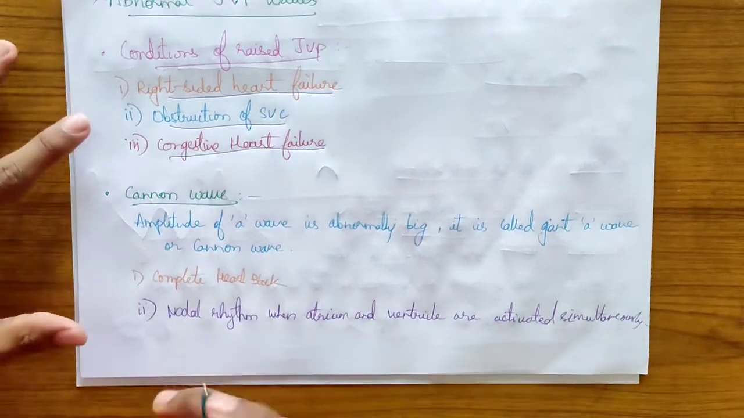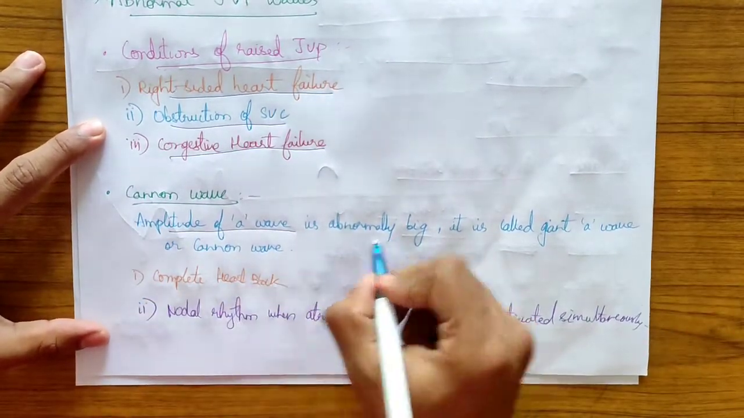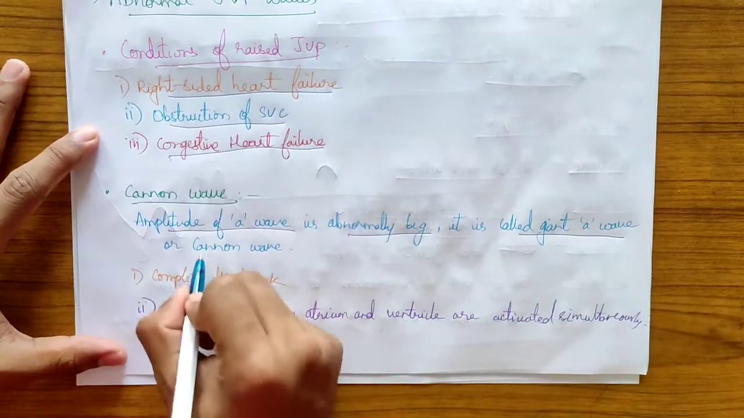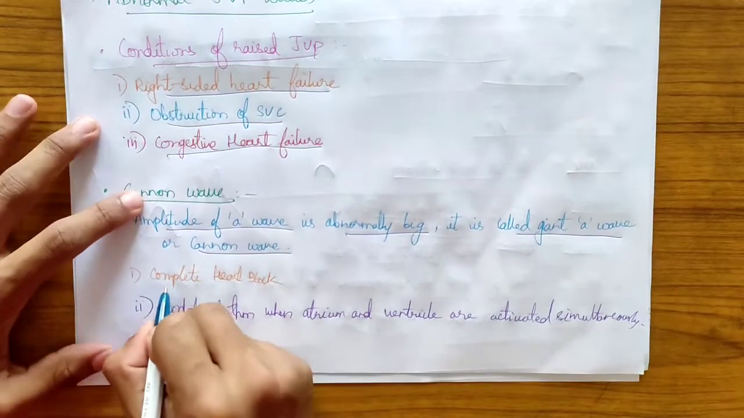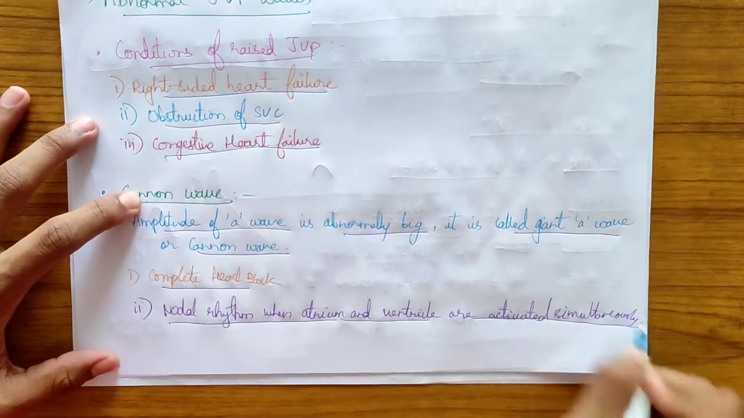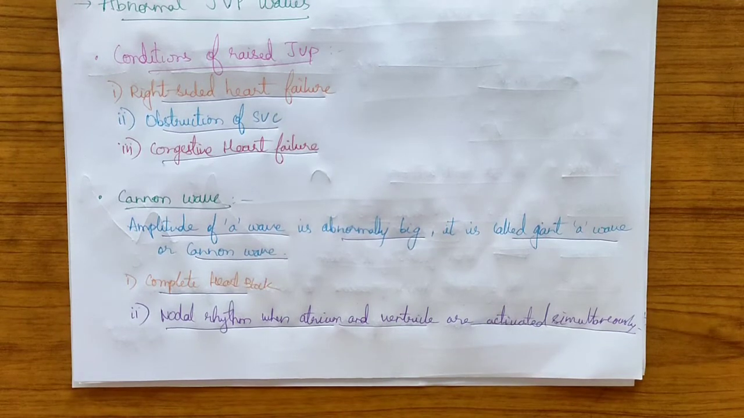The next one is the Cannon wave. The amplitude of the A wave is abnormally big in this case, and it is also called as the giant A wave, or the Cannon wave. It happens in conditions like complete heart block, nodal rhythm, when the atrium and ventricle are activated simultaneously. So this is the cardiac cycle and the JVP wave.